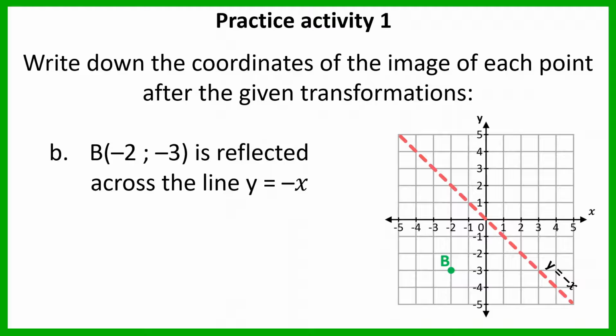So let's find out what the distance is from B to the line y = -x. So that's 1, 2.5 diagonal blocks. So we're going to go over here, half, 1.5, 2.5. So this is going to be over here where I'm going to have my B prime. So that's the point B prime over there, and it has the coordinates (3, 2).